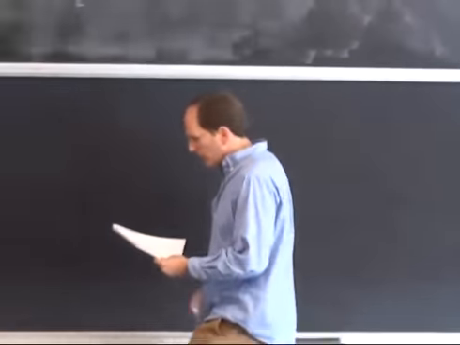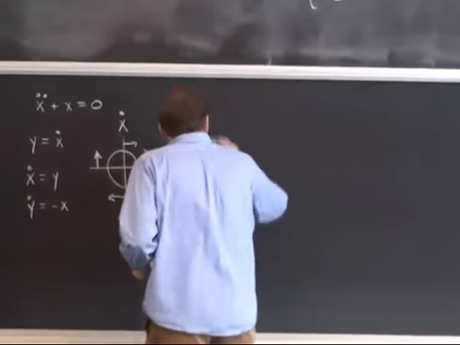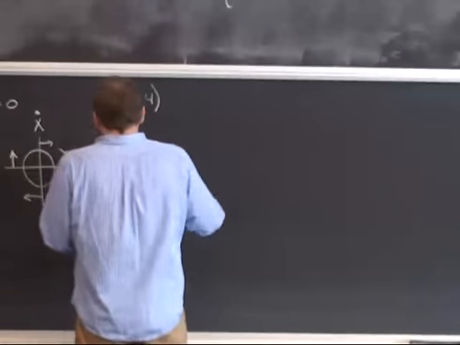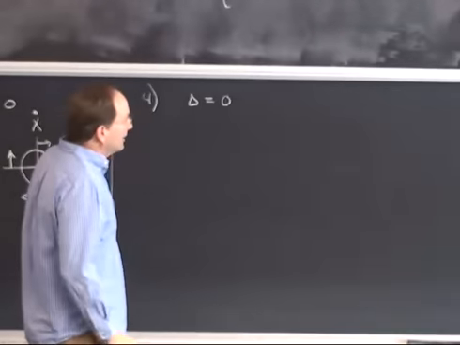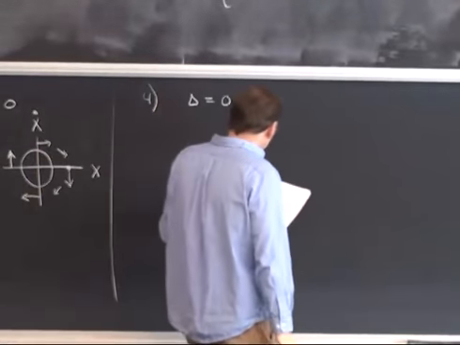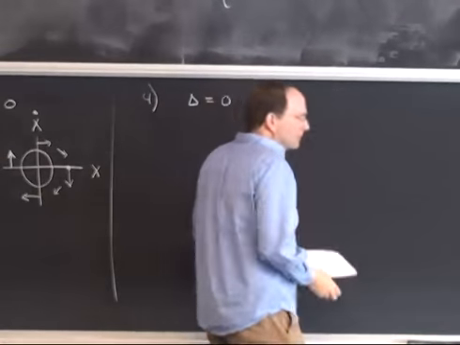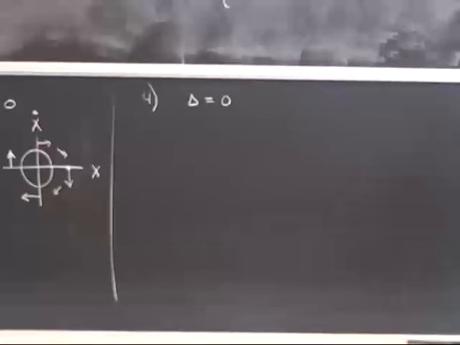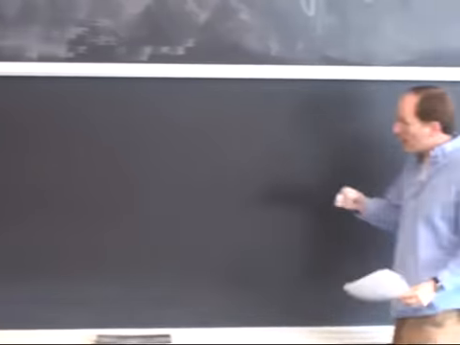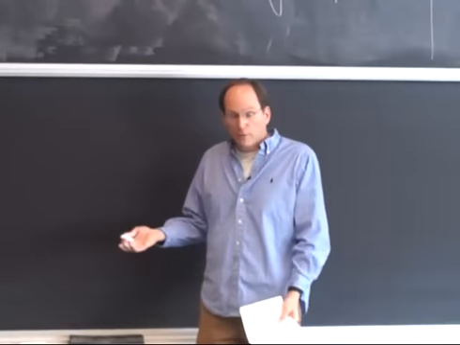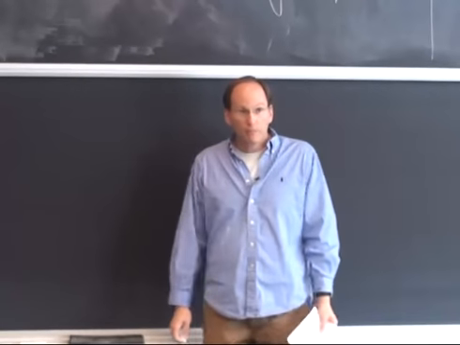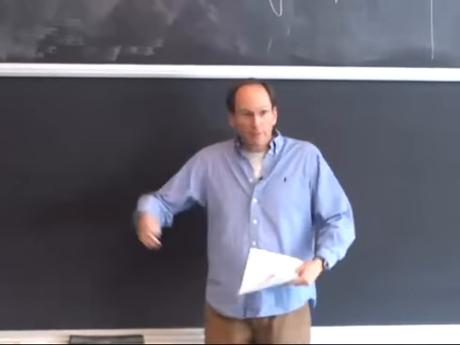Case 4 is a pretty bizarro case, which is what happens if delta is 0? I've been assuming it was either negative or positive. But if it's 0, then that means the matrix has determinant 0. And so now, when we're solving AX equals 0 to look for fixed points, we don't have a unique solution anymore. You have 0 determinant. You could have a whole line of fixed points or a plane of fixed points.